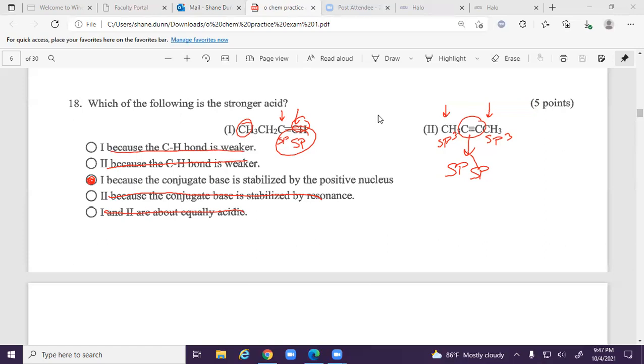The conjugate base is stabilized by a positive nucleus. So if this H were to disappear, this triple bond theoretically stabilizes it, because it's next to a triple bond. That's what it means. Because it's a positive charge next to a triple bond, which stabilizes it because why, Athena? What does a double bond have access to? It has access to lone pairs, electrons, right? So it can readily give up its electrons to make that positive go away if it wanted to. That stabilizes it. Cool. That's why.